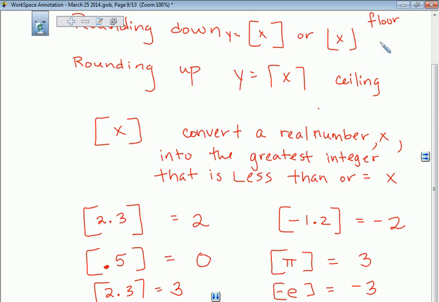When we graph them, when we're rounding down, we round everything down, and it looks like this kind of step. What do you think this one would look like? It's off the other way. We round everything up, and it would look like that kind of step.